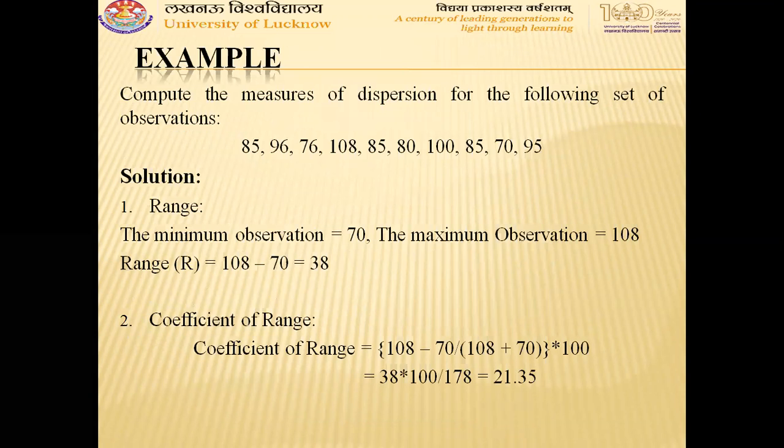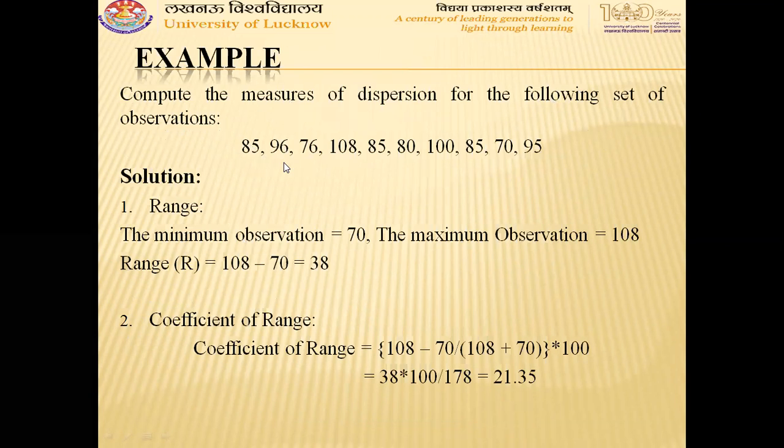Now, how do we calculate these measures of dispersion, that is range and quartile deviation and so on. So here is an example: compute the measure of dispersion for the following set of observations. It is given these observations. I think these are 10 observations.